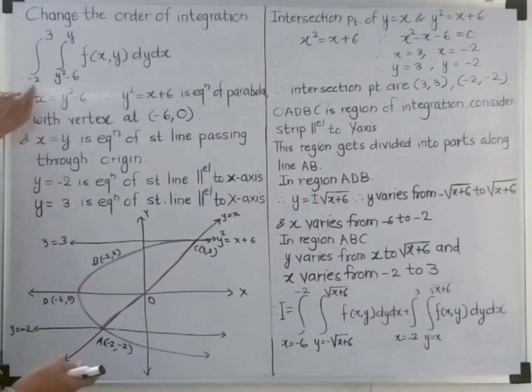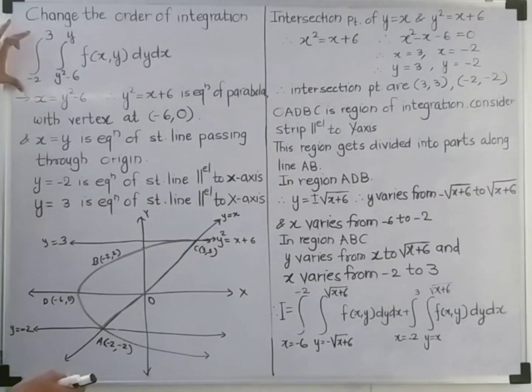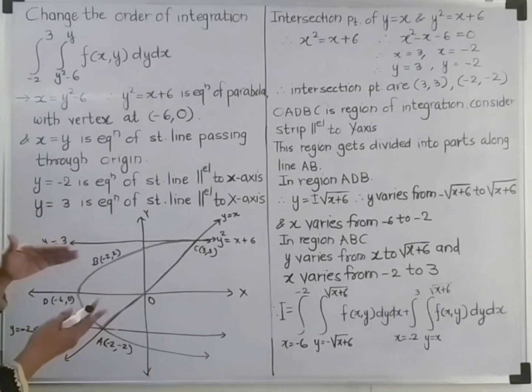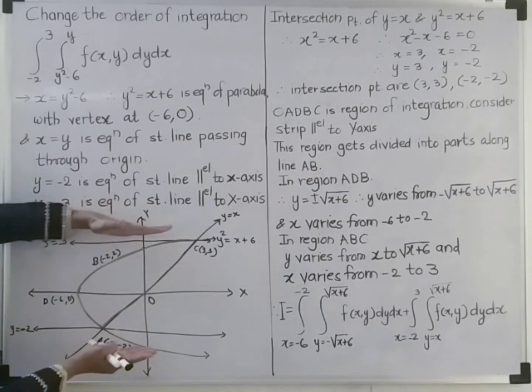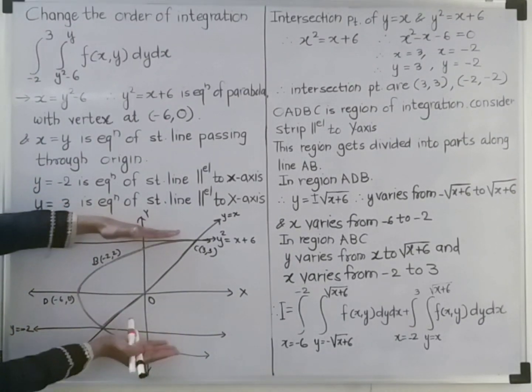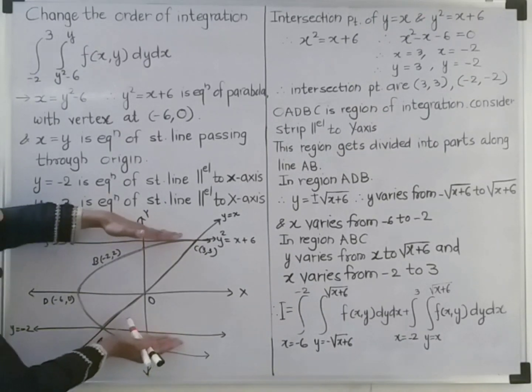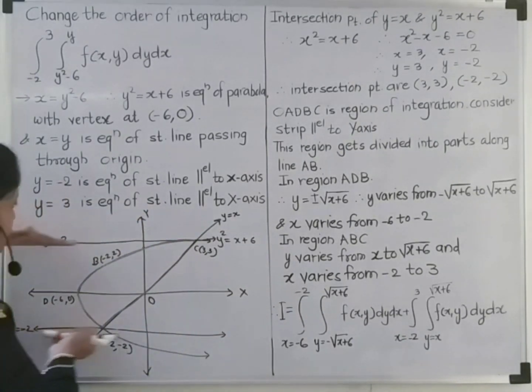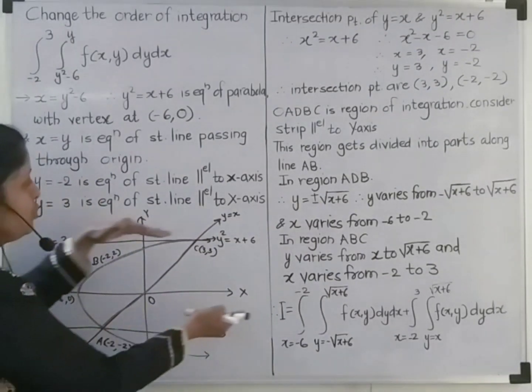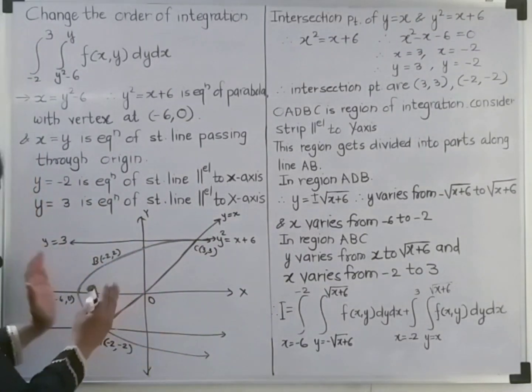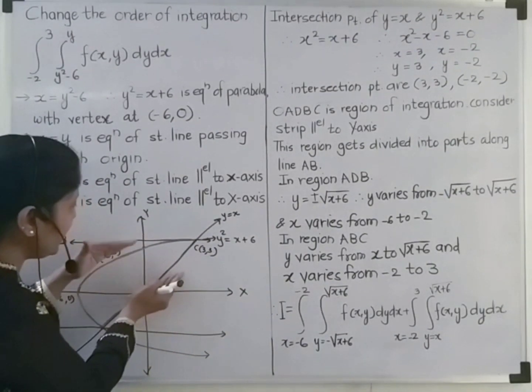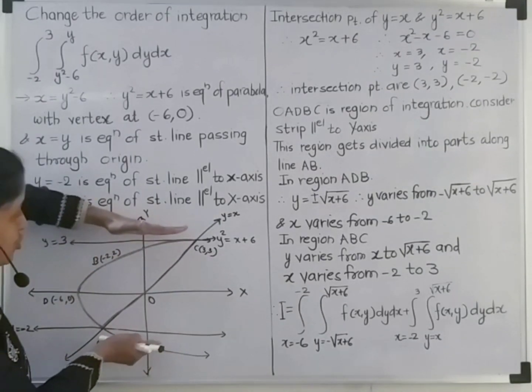If you will see, the lower limit for y is minus 2 and the upper limit is 3. It means the region for y is bounded between these two straight lines. So you can see this is the line y equal to 3 and this is the line y equal to minus 2. So for y, you can have the region bounded between these two lines. Okay. So x is in between this parabola and straight line, and y is in between these two straight lines.